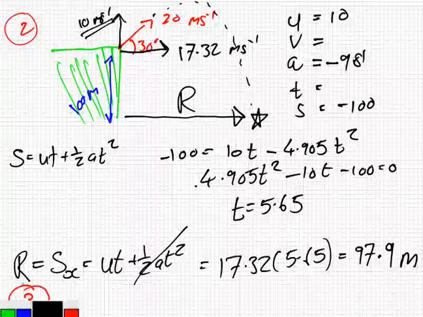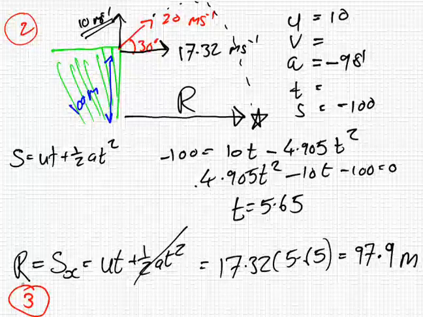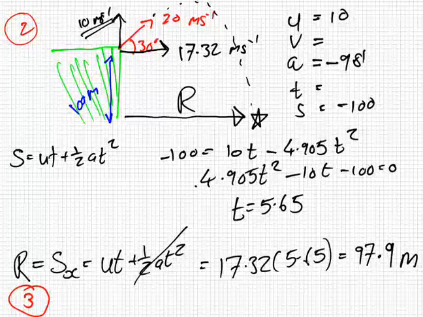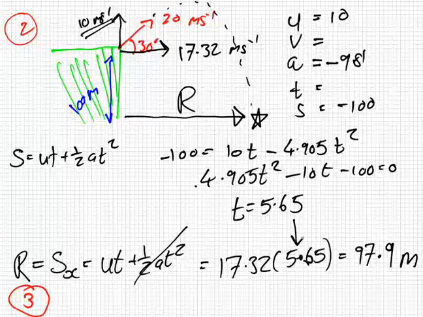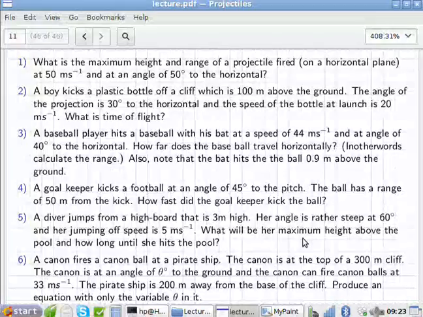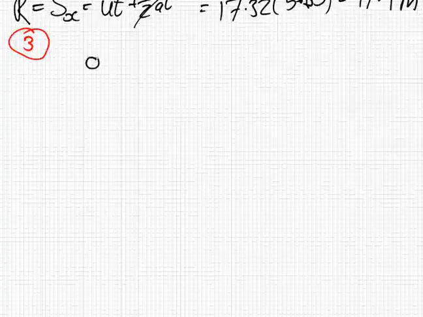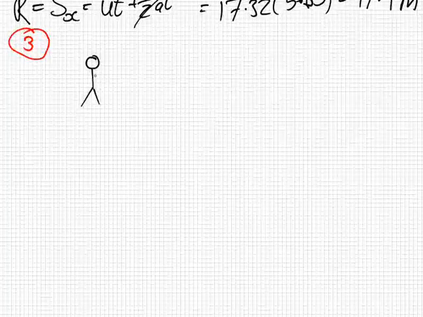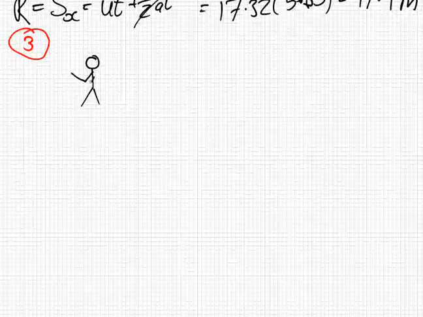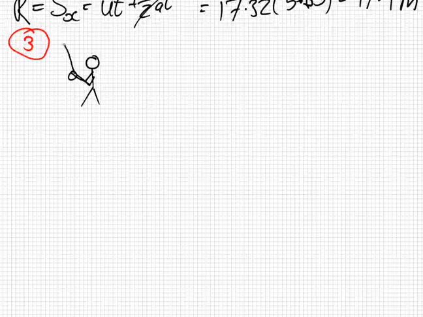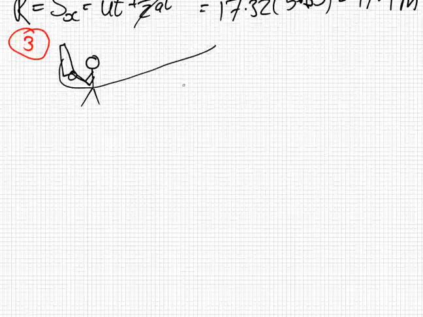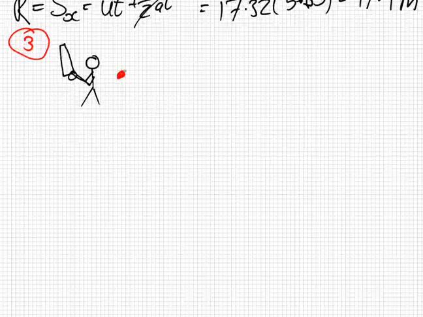What's the u? 10. V, don't know. A? Minus 9.81. T, we don't know. And S? Minus 100. Very good. I want the T. So which formula? S equals? I don't understand what you're looking for again. How far it travels. Okay, so why is the U 10? Oh, how vertical. So the u is 10, isn't it? Vertically. Doesn't that mean the V is 0? Hmm, which V? The final velocity, because when it goes up, it stops, right? No, I'm going all the way to the ground. Oh, okay. To here. Okay.